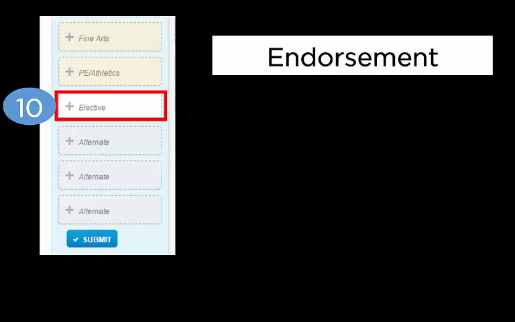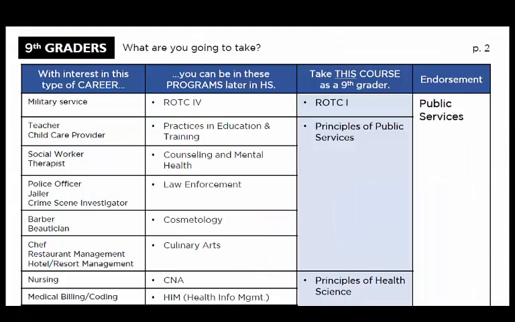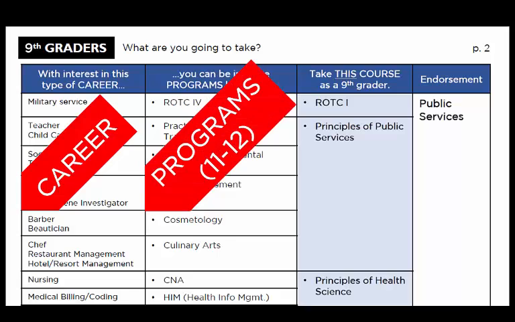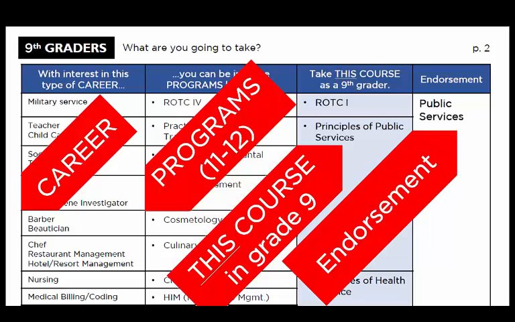Now, typically this elective is the one that goes with your endorsement. If you're not sure which one to pick, refer to this piece of paper that helps 9th graders pick that 8th elective course. Here's how this piece of paper works. It says if you are interested in this career, then you can take these programs when you're an 11th or 12th grader in high school only if you pick this course as a 9th grader. And that's going to fall in this endorsement.